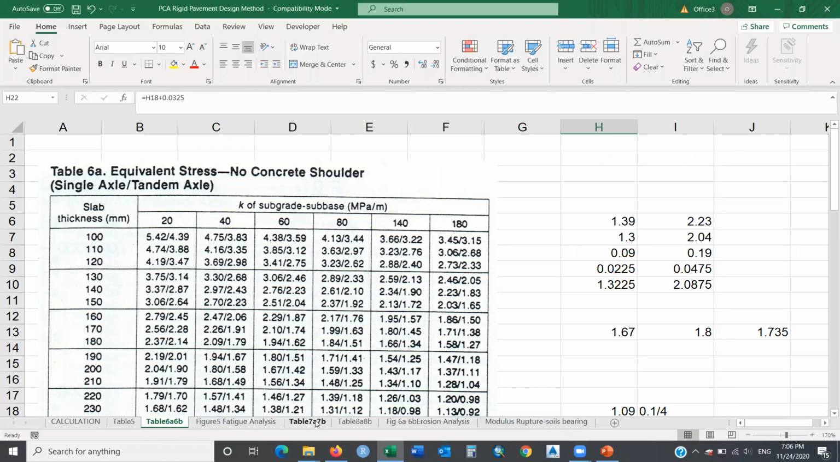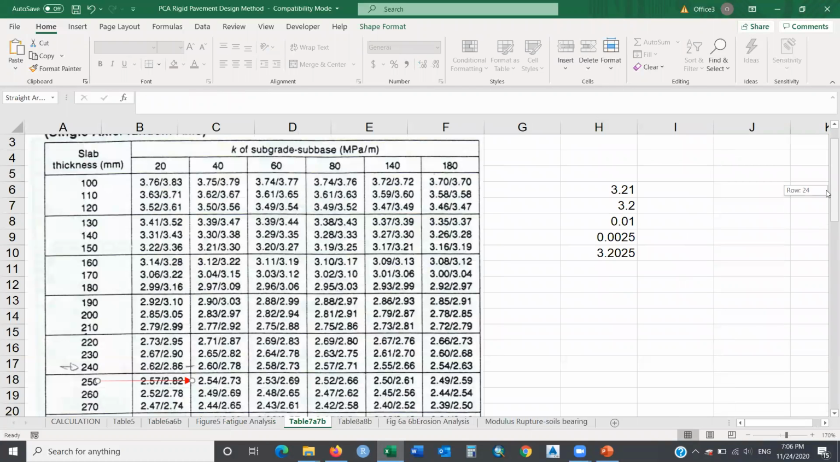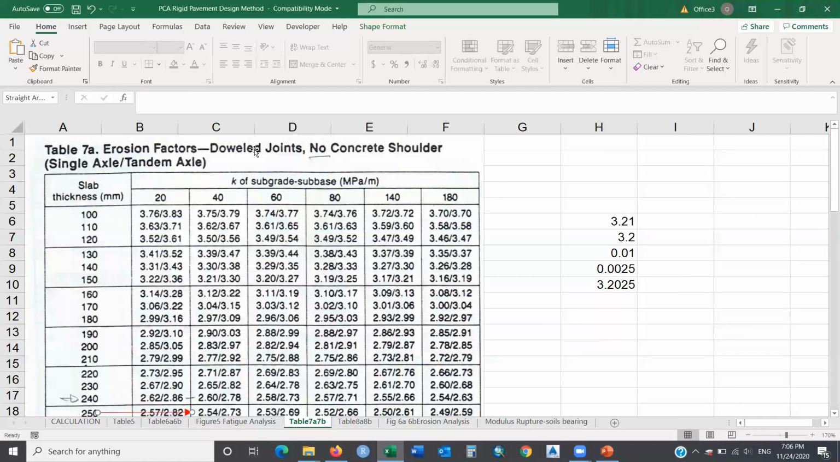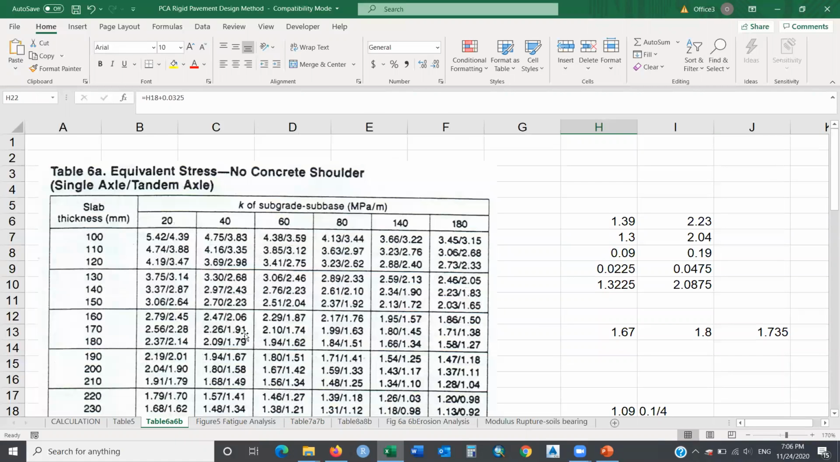For erosion, I have the dowels and the concrete shoulder. So the dowels play a role in the erosion. I already have dowels. So from this perspective, I could drop in terms of erosion and probably still pass, but it will fail in fatigue. So I will have then to do something in terms of fatigue to increase the resiliency, probably adding the concrete shoulder.